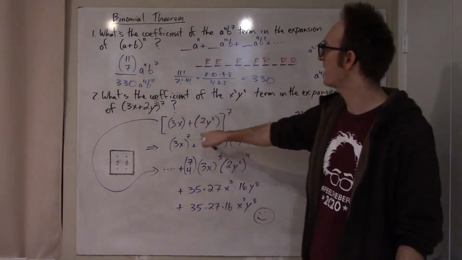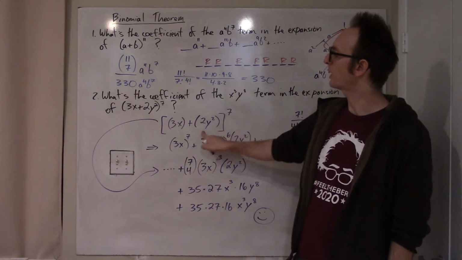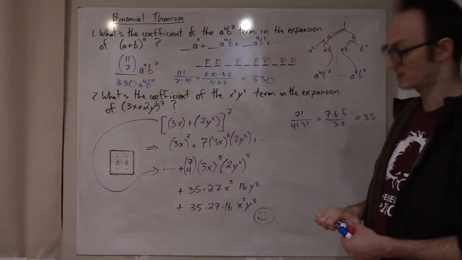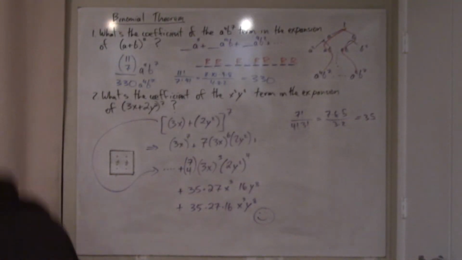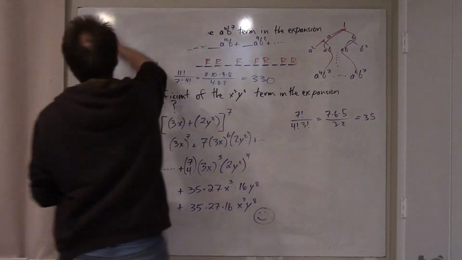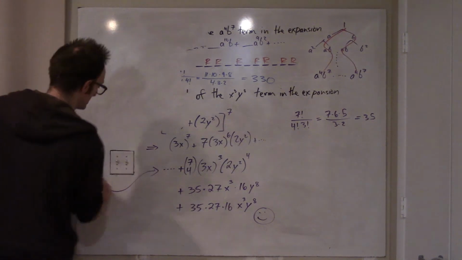So just be aware that if the binomial is something more complicated than a plus b, then you just need to sort of be careful and take that into account. Maybe that's kind of obvious. Okay, good. So you can just turn this off now, or you can keep watching. I guess I encourage you to keep watching.